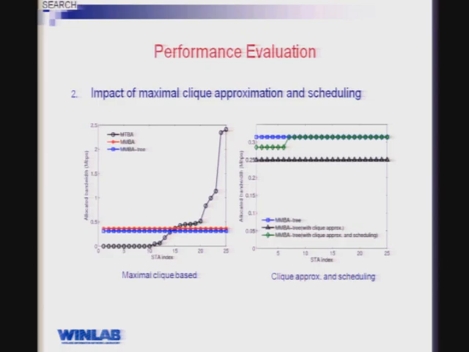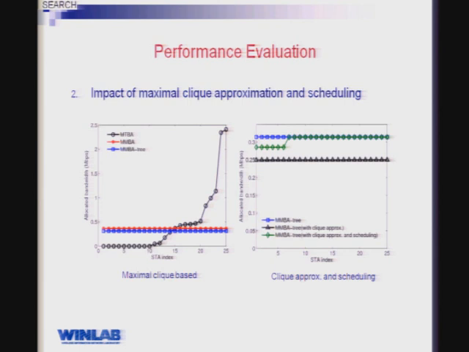In the right figure, the blue one is the optimal solution to the MMBA tree problem, and the black one is the MMBA tree with maximum clique approximation. We can see that because clique approximation loses some spatial reuse, there is a large decrease in performance. The green one is the final result with scheduling. Because in scheduling we can schedule long interfering links to the same slot, it can recover the performance loss due to maximum clique. In this case the performance loss is not completely recovered, but for most users it achieves the optimal throughput.